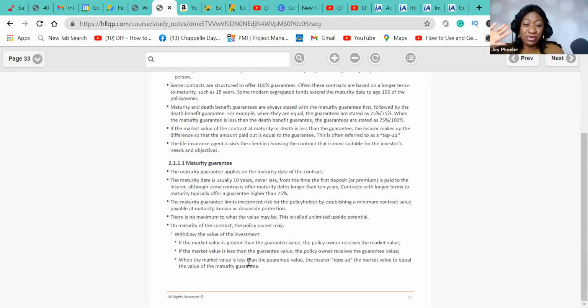Anyways, we've talked about maturity guarantees. Like I said, I'm going to speak through this because I've taken time to explain it already. The maturity guarantee applies on the maturity date of the contract. So you can't key into the maturity guarantee benefit until you reach the maturity date, which is typically 10 years, never less, from the time of the first deposit. Maturity typically offers a guarantee of 75% or higher, so you will always see that the minimum baseline is 75%. When I was checking, I just didn't want to filter to the one that gives 100. Anyways, there's no maximum to the value. It doesn't matter how much you invest, you will still get your maturity benefit on maturity of the contract. Withdrawals are valued on the investment. So that is on that one.